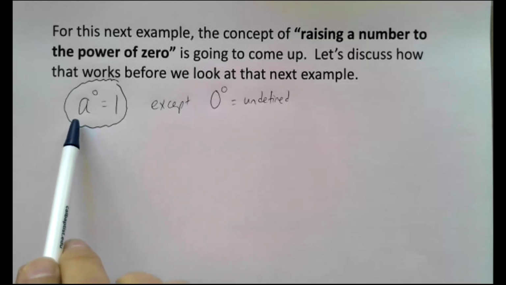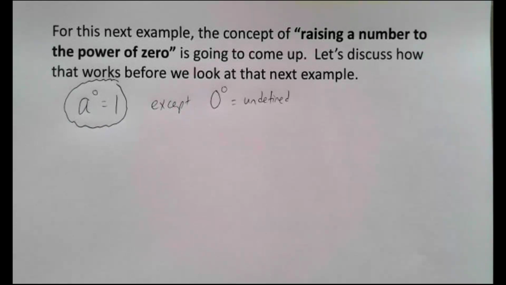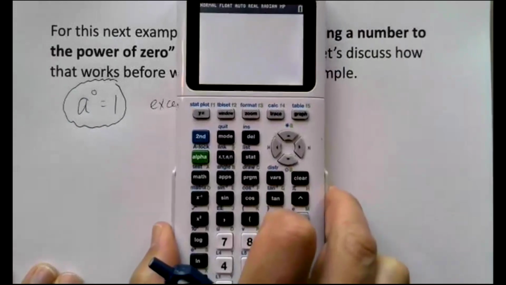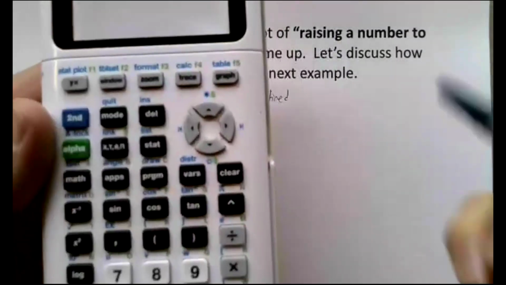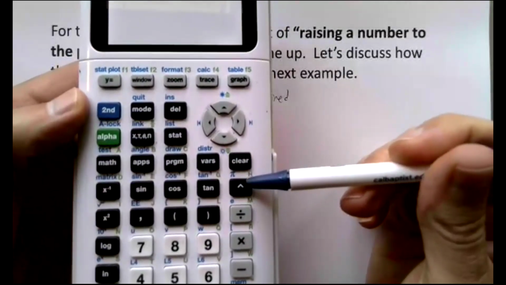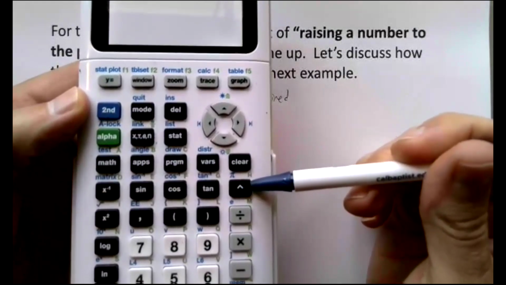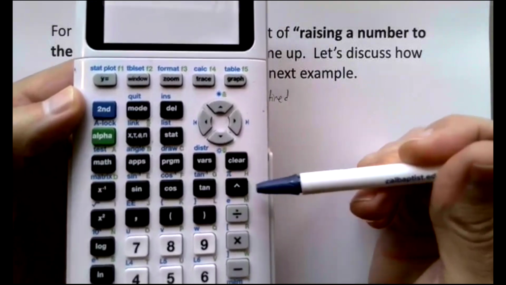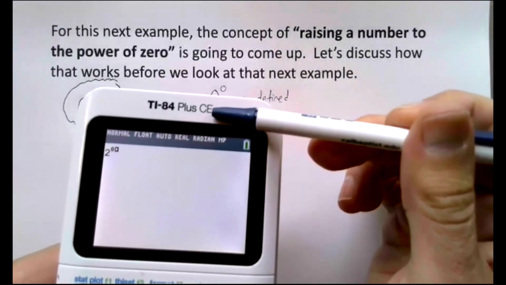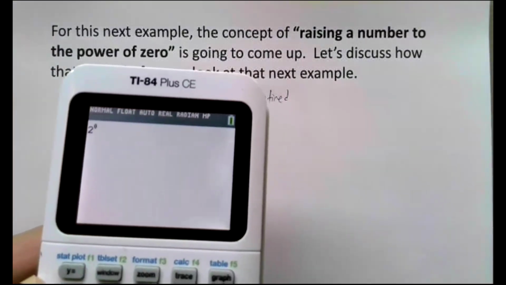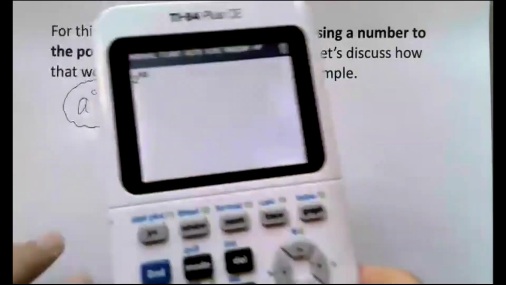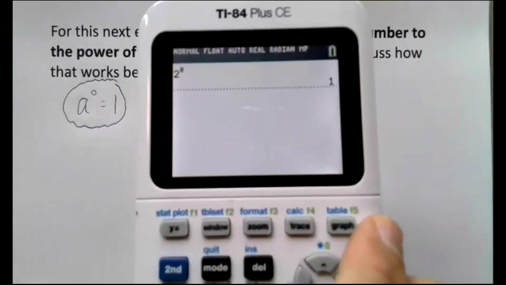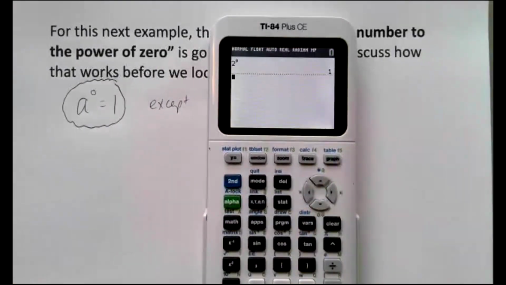It doesn't make a lot of sense off the top of your head why something to the power of 0 should equal 1. But why does 2 to the power of 0 equal 1? By the way, on my calculator, this is how I get an exponent. It's different on each calculator, so you're going to need to figure that out. You can always Google the name of your calculator and how to do exponents, and there'll be videos that pop up to show you. But 2 to the power of 0 is what I just put, and it says 1. So your calculator knows the rule.